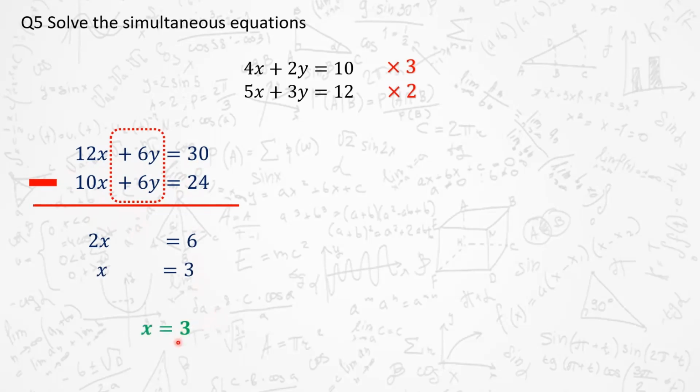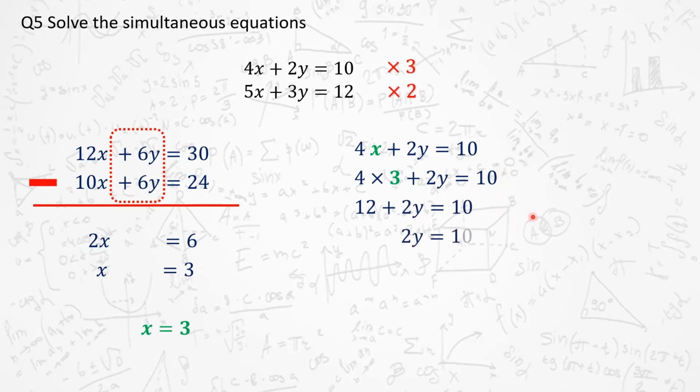Then I need to substitute x equals 3 into another equation from the original question. Again, I'm going to pick the top one, so 4x plus 2y equals 10. Substitute x equals 3, then I have 12 plus 2y equals 10. Take away 12 both sides, so 2y equals minus 2, y equals minus 2 over 2, which is minus 1. So my final answer is x equals 3, y equals minus 1.